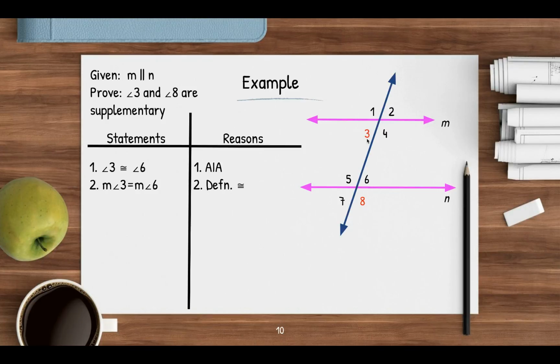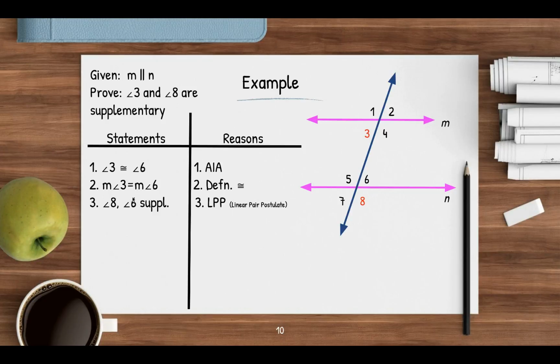So now that we've linked the relationship between 3 and 6, let's go ahead and look at 6 and 8. Well, 6 and 8 are supplementary. How do we know they're supplementary? Because of the LPP, the linear pair postulate. 6 and 8 are linear pairs. And so linear pairs gives us supplementariness.